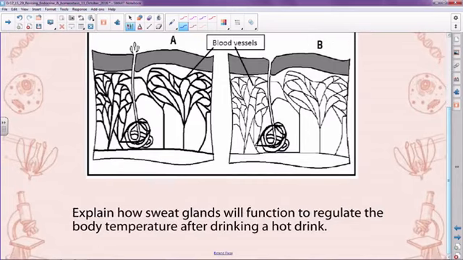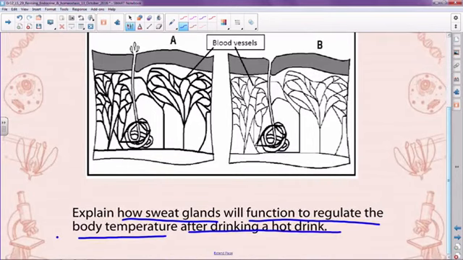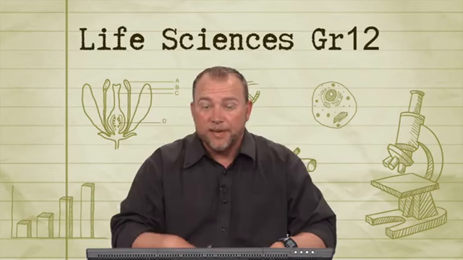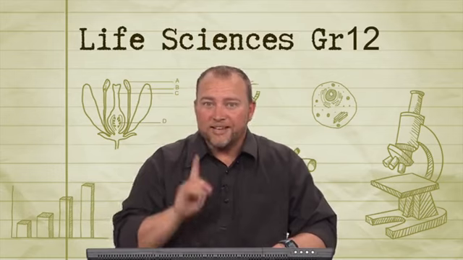Here it is. Explain how sweat glands will function to regulate the body's temperature after drinking a hot drink. Now, this is quite a big one, okay? How does it do that? How does it regulate the body? I'm going to give you 3 minutes for this one because I want you to think it through very carefully because there are different things that you've got to take into consideration with this. So 3 minutes. Are you ready? Off you go.